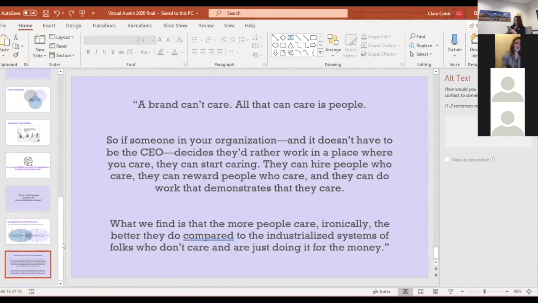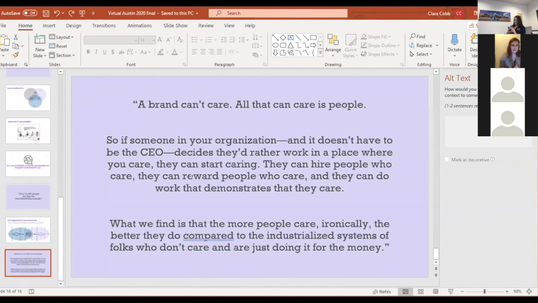So if we're thinking holistically, the key takeaway, in addition to the fact that you don't have to do it in Spanish, is that you really just have to care. A brand can't care. This is a Seth Godin quote that I look to quite a bit: only people can care.